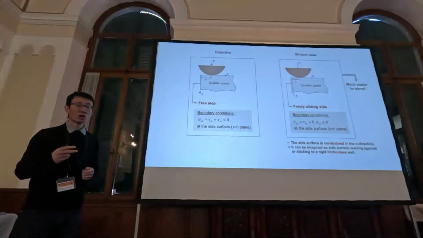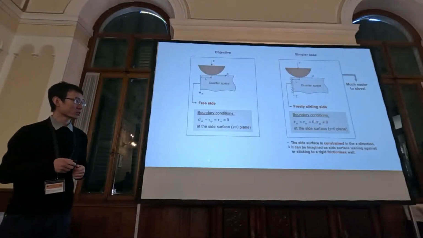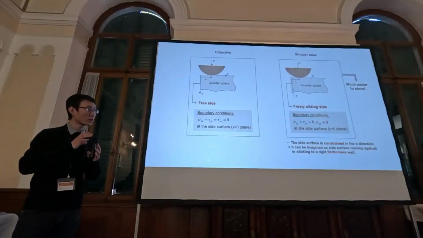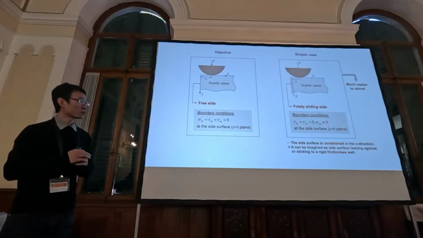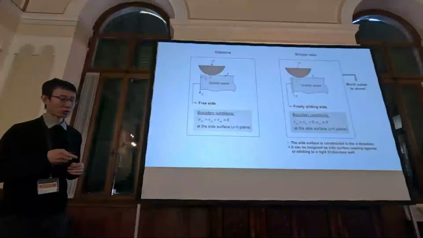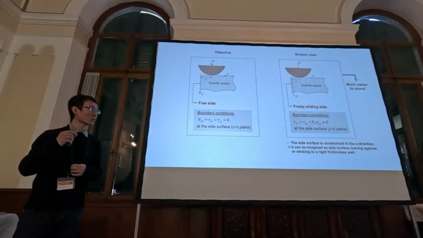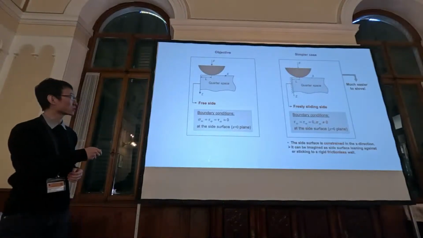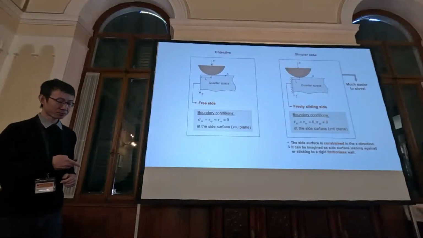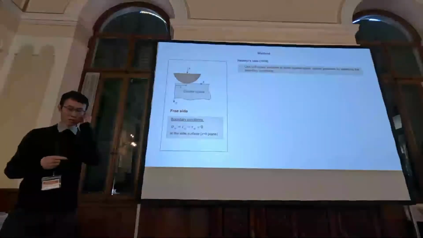So in this case, only partial boundary conditions are satisfied. This means that the side surface can move a little bit in this plane direction, frictionlessly, but it cannot move in this horizontal direction. And the solution to this contact problem is similar to the other contact problem. So in this presentation, I will show this contact problem. Okay, how to solve this contact problem?